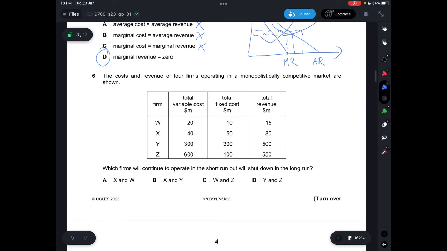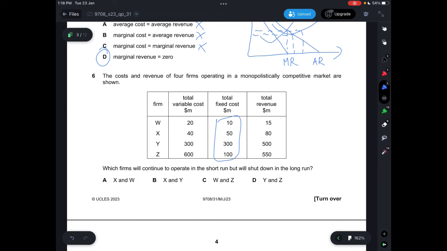Question 6, the cost and revenue of 4 firms operating in a monopolistically competitive market are shown, and which firms will continue to operate in the short run but will shut down in the long run. Okay, so total fixed cost is basically cost that cannot be changed. So you can see here, it's 10, 50, 300, and 100 each for W, X, Y, Z. And then total variable cost will be 20, 40, 300, and 600.